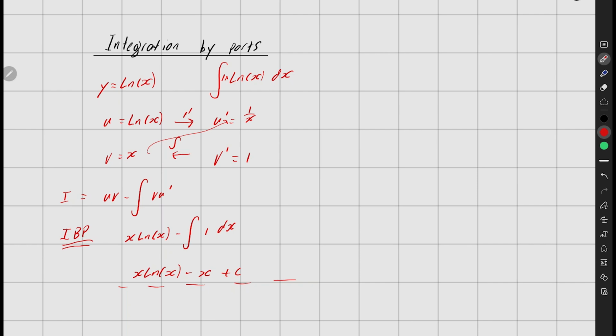Now the second method I want to show you, which I think is much more efficient and saves you a lot of time in exams, is the DI table. And I'll show you for the exact same function. So we have y equals natural log of x. We're asked to integrate.